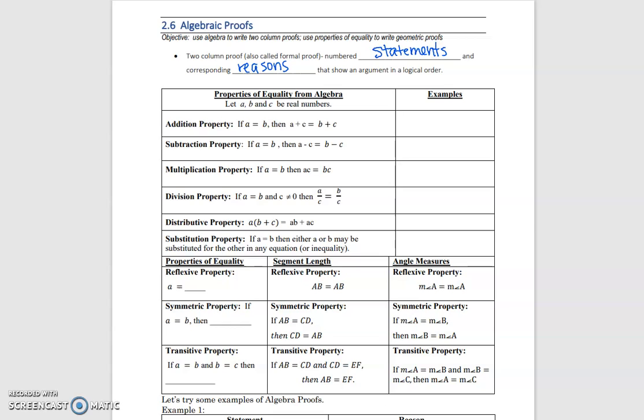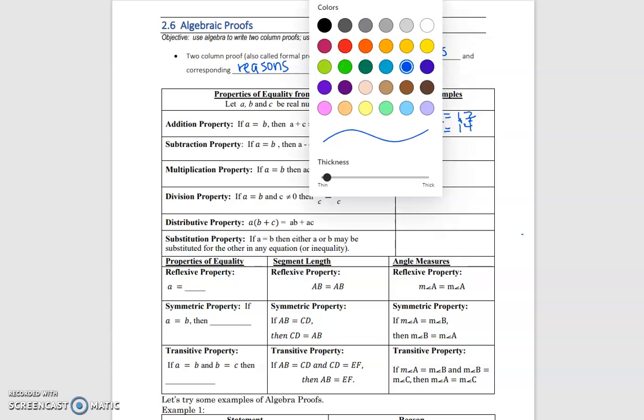So we've got some properties that you actually already know from algebra. You just didn't know that they were actually properties. So we have the addition property. For example, if I were going to add the same thing to both sides, if I had something like 10x minus 2 equals 12, then I would have 10x equals 14 after I would add 2 to both sides. So I'm adding the same thing to both sides of the equal sign.